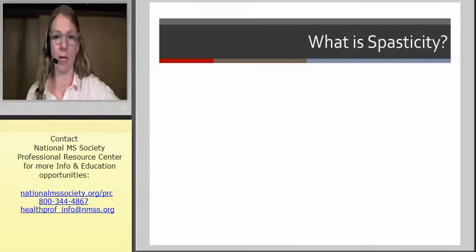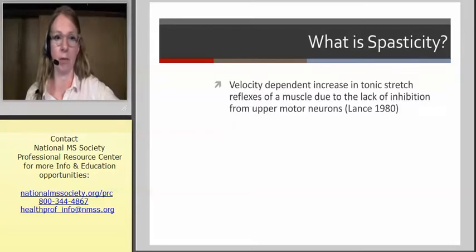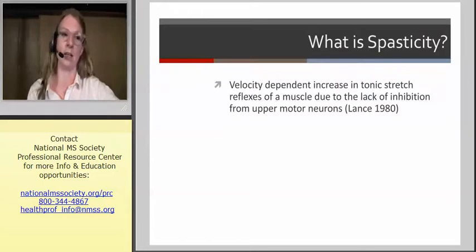Okay, first of all, what is spasticity? There's been a lot of mixed information and different definitions of spasticity that have been floated around over the years. But the true definition, the medical definition, is a velocity-dependent increase in tonic stretch reflexes of a muscle due to the lack of inhibition from upper motor neurons. And that's the official definition at this time.